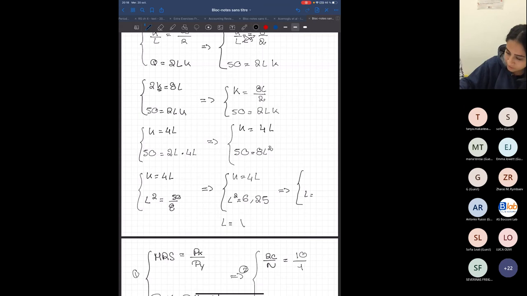So if we substitute the values in the end, we get that L is going to be equal to the square root. So I'm just writing it here, 6.25. And this should be equal to 2.5. And L is going to be 4 times 2.5, which should be, let me check. Okay, should be 10.